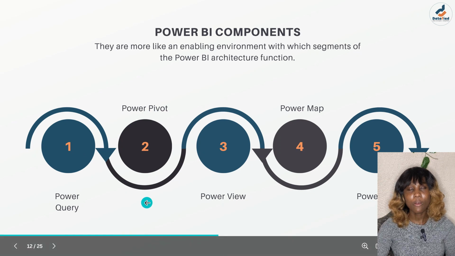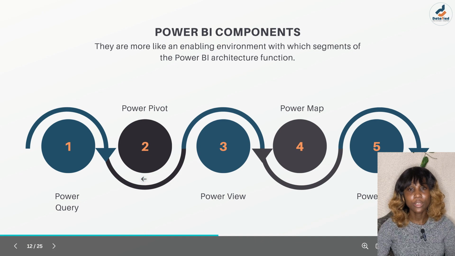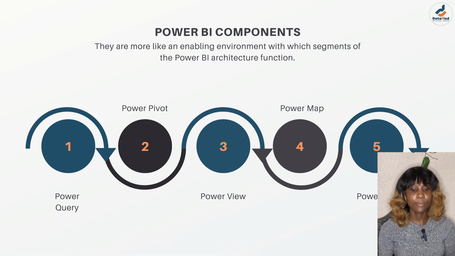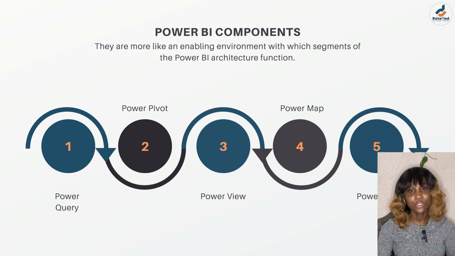Then the second is our Power Pivot. Power Pivot is the modeling part of the Power BI environment or universe. So this is where we create relationships and models and that can enable us write functions in DAX to bring out metrics and KPIs. The third is the Power View. Power View is the component of Power BI that allows you to create visualizations.